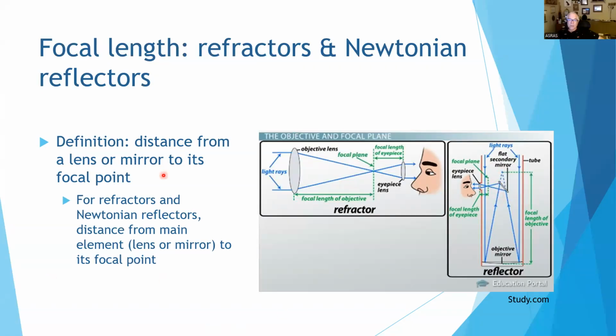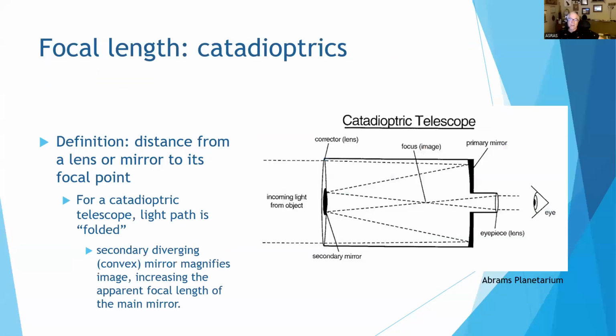Catadioptrics are a little different, and this is where I think I'm going to talk about your question, Don. So again, same definition, but the light path is actually folded in a catadioptric telescope. The light rays come through the corrector plate. This is a Schmidt-Cassegrain here. They bounce off the primary mirror and bounce off the secondary mirror. And this secondary mirror is a diverging mirror.